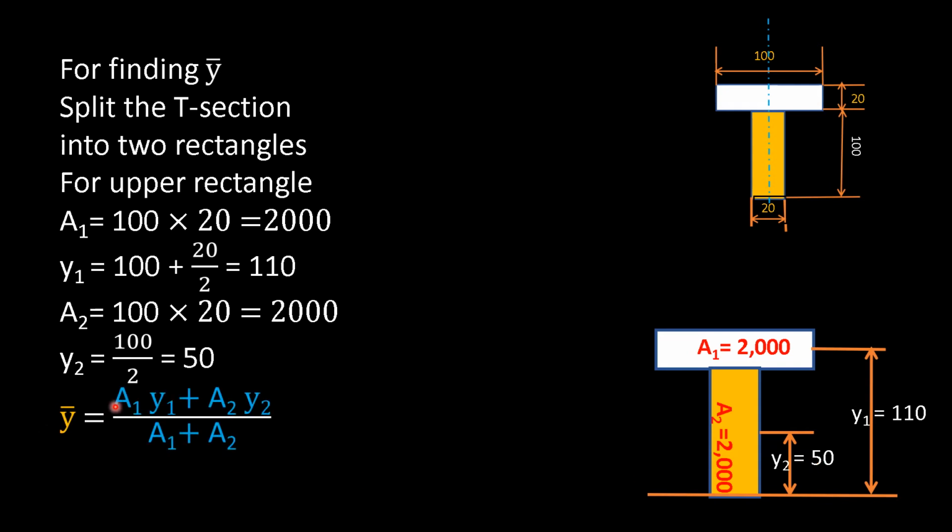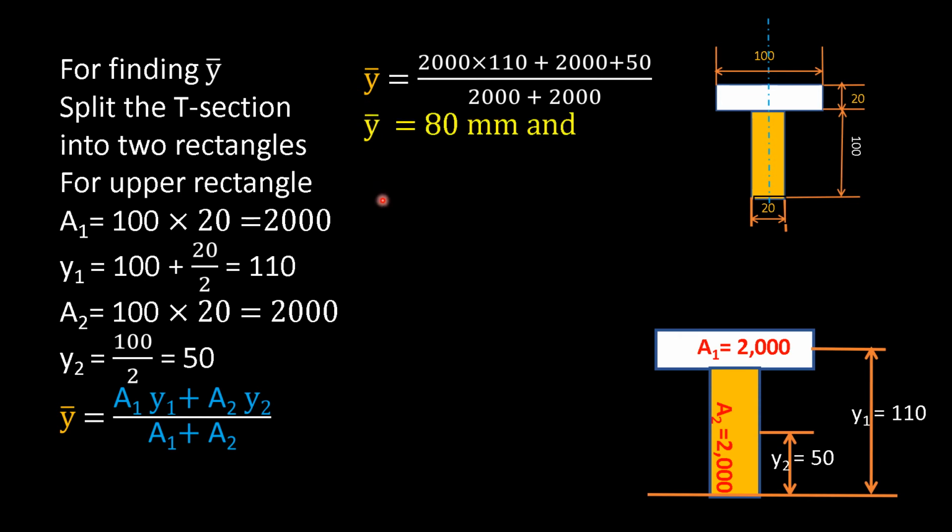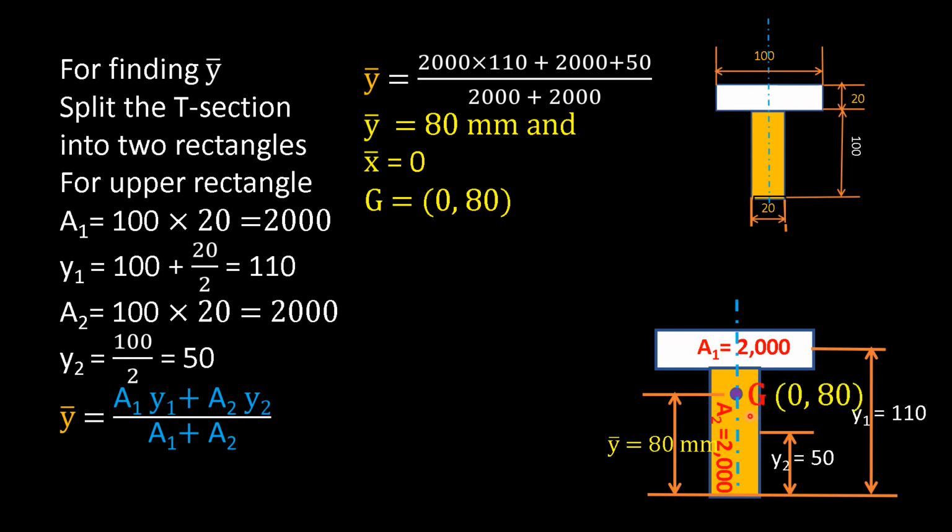Y bar equals A1 Y1 plus A2 Y2 divided by A1 plus A2. Substituting the values, we get Y bar equals 80 millimeter, which is this. We know that X bar equals 0. Therefore, the position of centroid G is 0, 80, which is here.